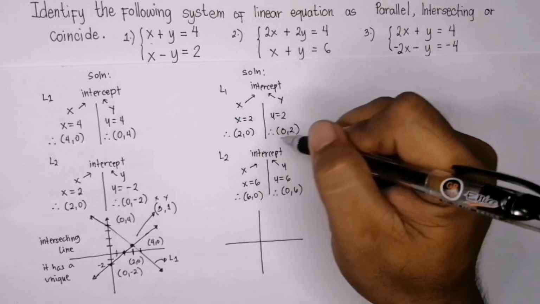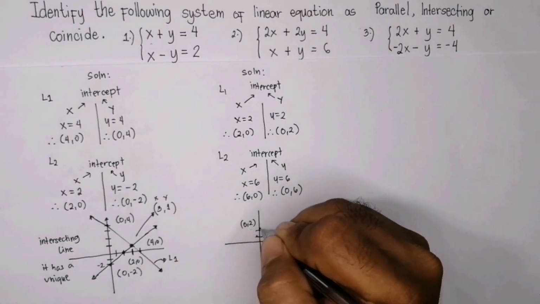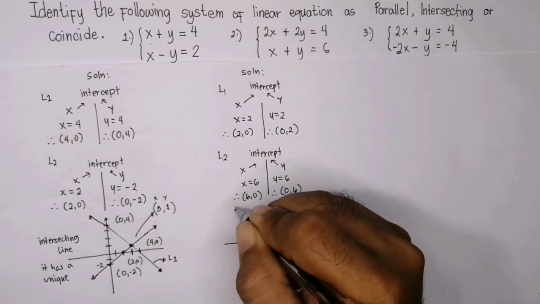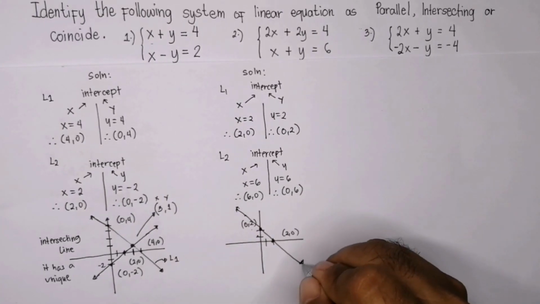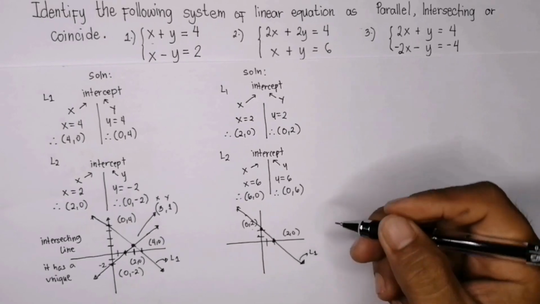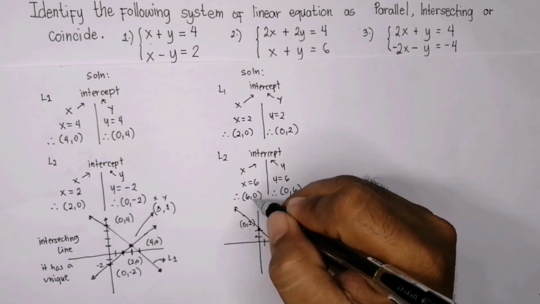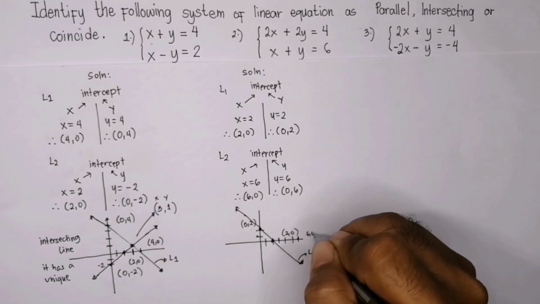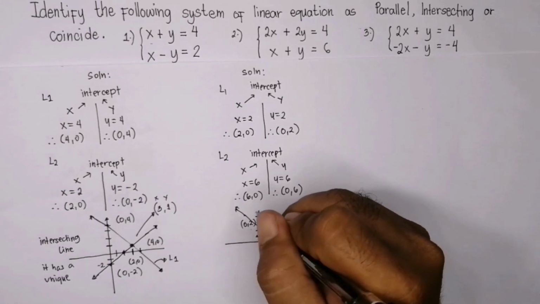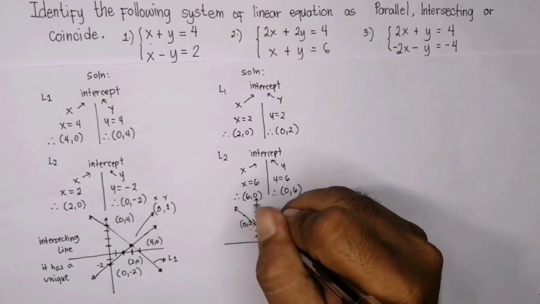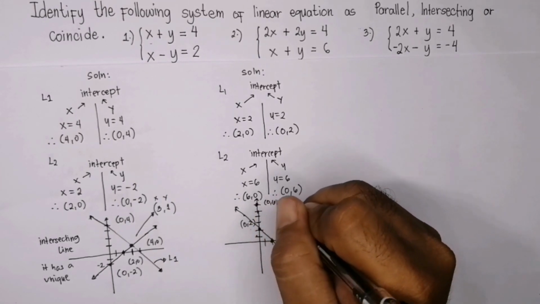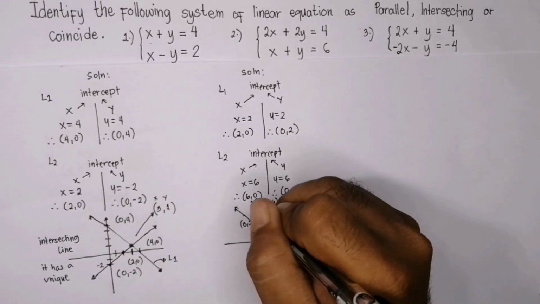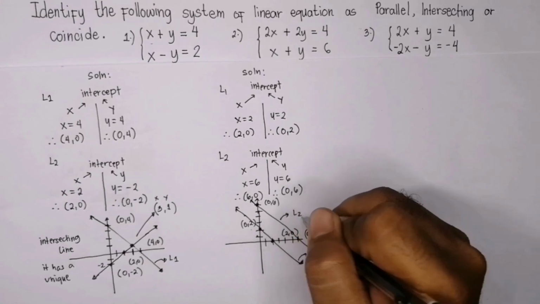We have (2, 0) and (0, 2). Then let us form a line here. This would be our line 1. Okay, next is (6, 0). So we have 3, 4, 5, 6. This is (6, 0). Then (0, 6). Let's do the same. This would be our line 2.